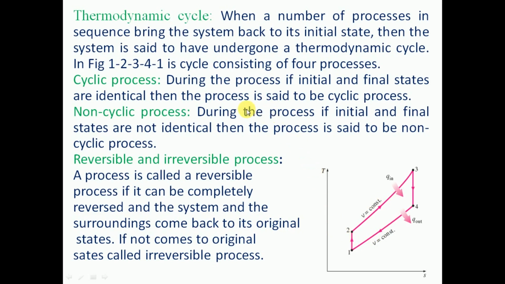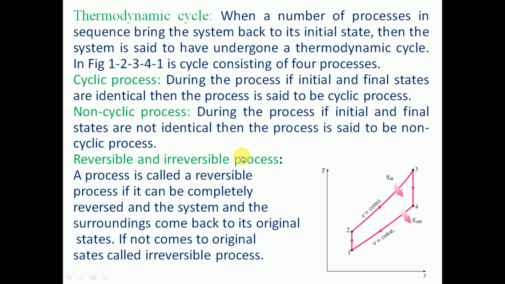Here we can define cyclic and non-cyclic processes. During a process, if the initial and final states are identical, the process is said to be a cyclic process. In a non-cyclic process, the initial and final states are not identical.